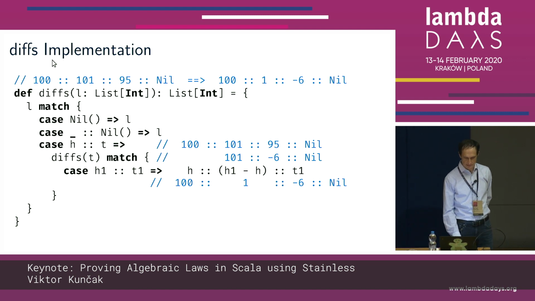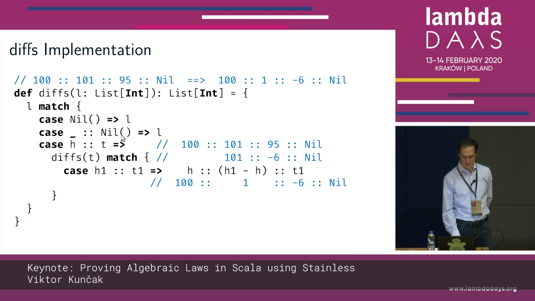So let's take an example of this list. I'm denoting a list here with the concatenation operator and nil at the end. So we would like to map, for example, such a list to this list here. So we match on the list. If it's empty, or if it has only one element, we are going to return the same list.